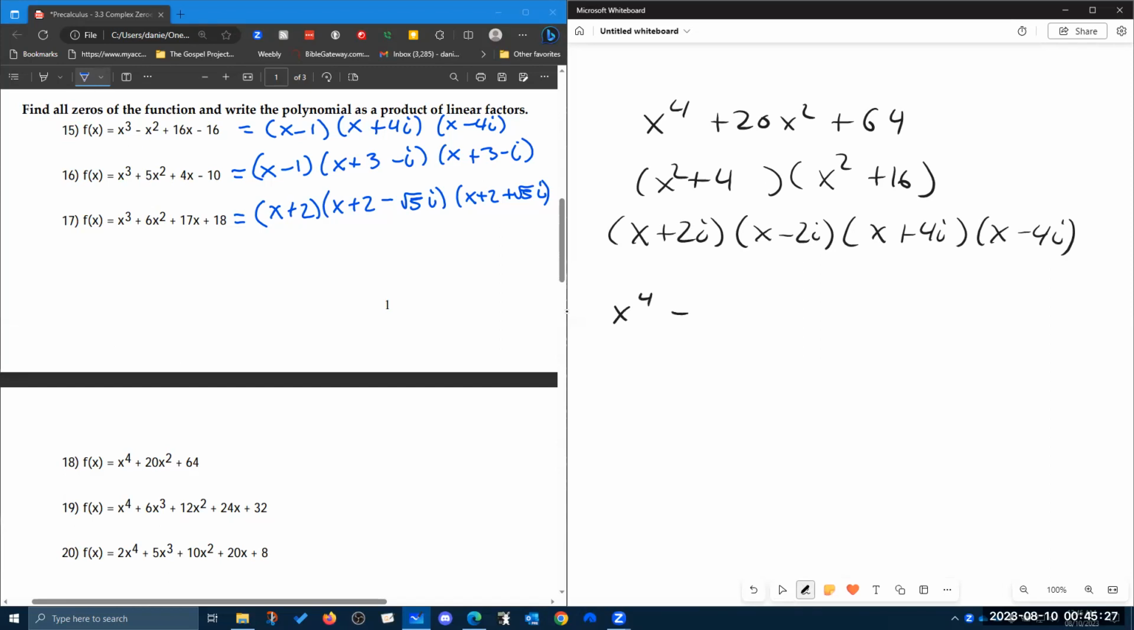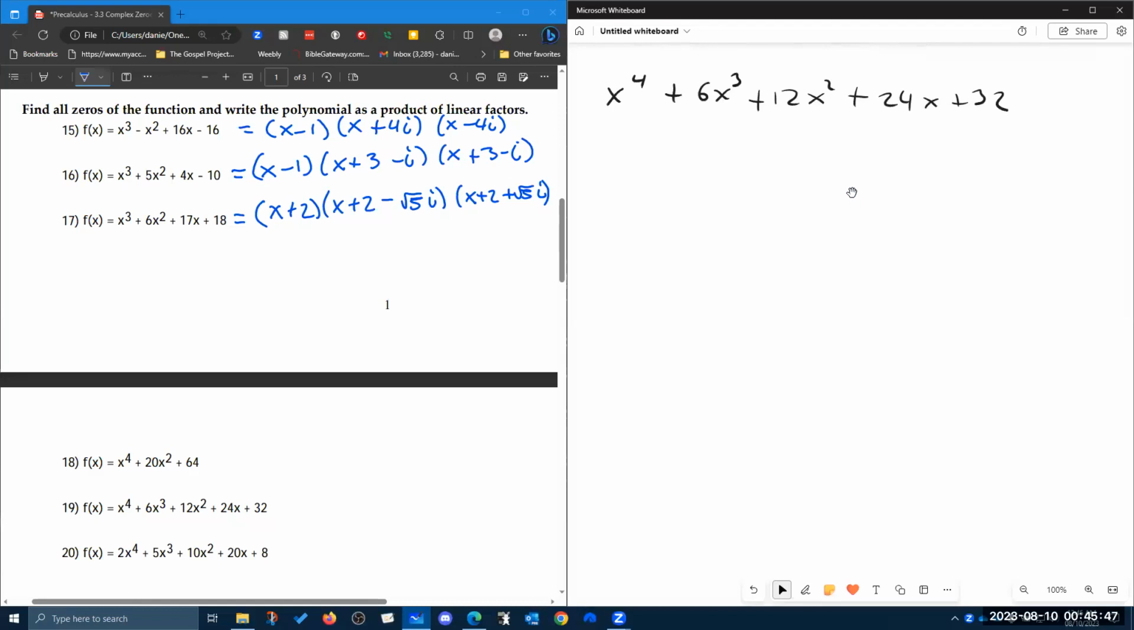Let's work on x to the 4th plus 6x to the 3rd plus 12x squared plus 24x plus 32. We know because there are no sign changes in the original, there are no positive answers to this one. So maybe there's some negative rational roots when we try our rational root theorem, but we're only interested in -1, -2, -4, -8, -16, and -32 as possible answers.